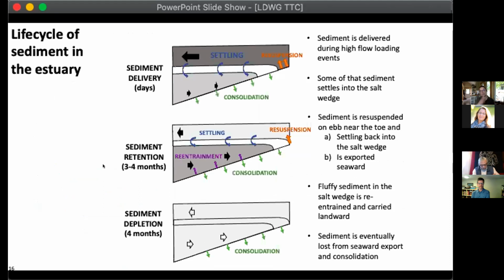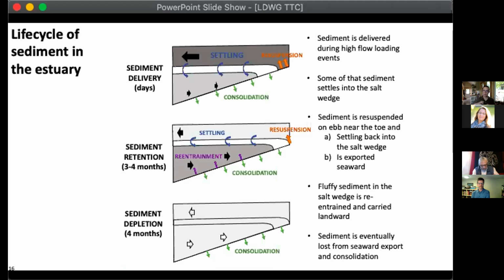And so, pulling everything together, and some bits that I wasn't able to share with you, we've got a basic conceptual model for what the life cycle of sediment in the estuary looks like. So during sediment delivery, this happens during really high flow loading events, primarily during the winter. And there's a lot of sediment being carried in the upper part of the water column. There's a little bit of resuspension happening during the ebb at the toe of the salt wedge. And then all that sediment that's being delivered to the estuary from upstream, some of it settles into the salt wedge, and then some of it is exported into Elliott Bay.